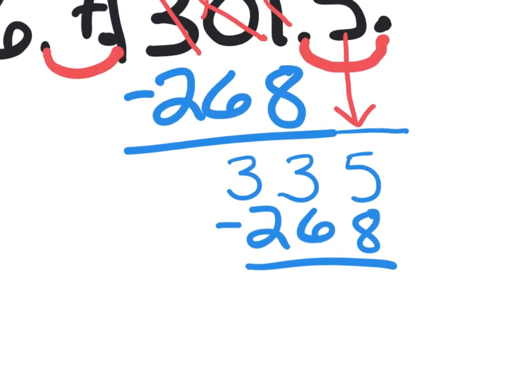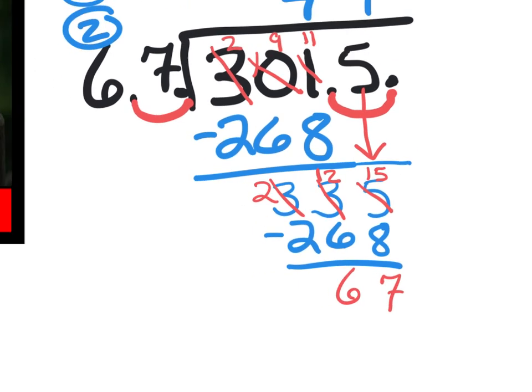And let's enlarge this because, once again, I got trouble coming. So I'm going to borrow from the 3. The 3 is going to turn into a 2. And this 5 is going to turn into 15. And I got more trouble coming because I cannot take 2 and subtract 6. So I'm going to borrow from this 3 and turn that into a 2 and turn this 2 into 12. And 15 minus 8 is going to give me 7. Drop that 7. And then 12 minus 6 is going to give me 6. So drop that 6. And let's come back up here.